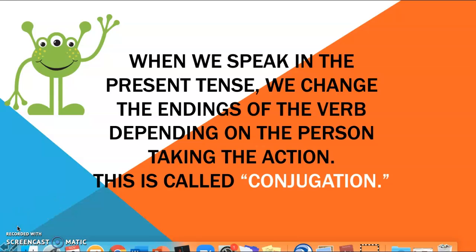So an example of conjugating in English, we'll look at the verb to walk. If I say I walk versus he or she walks, you can see we have to add an S to the end, depending on who the subject is. In Spanish, we do this for every single subject. So this is why your subject pronouns were so important.